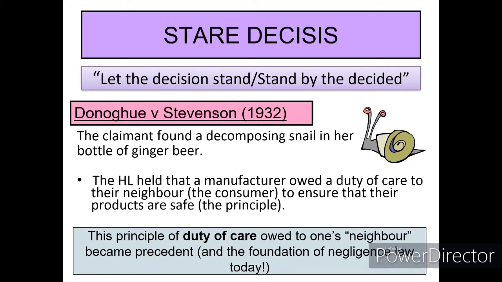The House of Lords held, in this case, that a manufacturer owed a duty of care to their neighbour, who in this case was the consumer, to ensure that their products are safe. In other words, because otherwise it will cause harm, such as the stomach condition. And this principle of duty of care, where you owe a duty to a neighbour to prevent them from harm, has become the foundation of negligence law today.